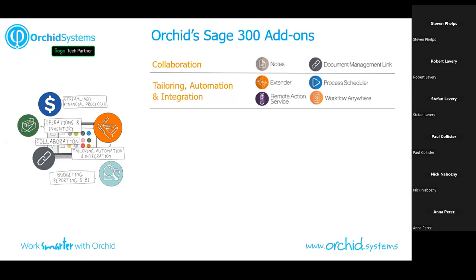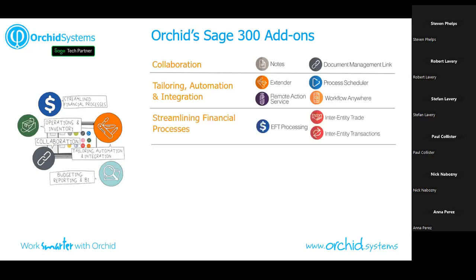Process Scheduler is just an administrative tool to automate things like day end and posting of batches. Workflow Anywhere allows you to invoke an Extender-based workflow approval process through an app, and the Remote Action Service is a document-driven application where you can send out documents, approve them by signing with a digital signature in Adobe, and then send that back to create a transaction in Sage 300.